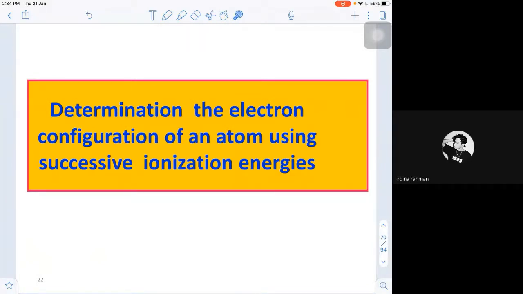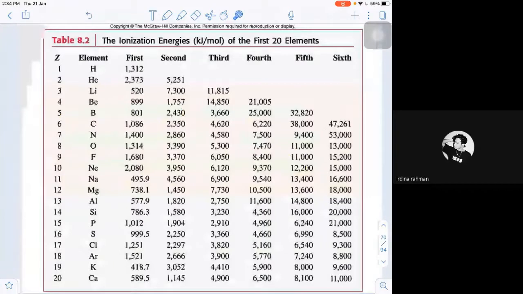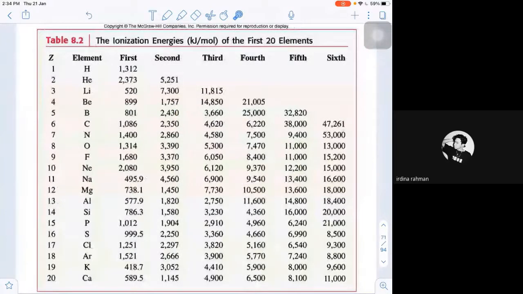So this is table 8.2. We have the element hydrogen. This is the first ionization energy of hydrogen, meaning the energy required to remove that electron in hydrogen. And then helium, first IE, second IE. Lithium, until the third IE. Now the question: why does lithium only have until the third IE? Why is there no fourth, fifth, and sixth?